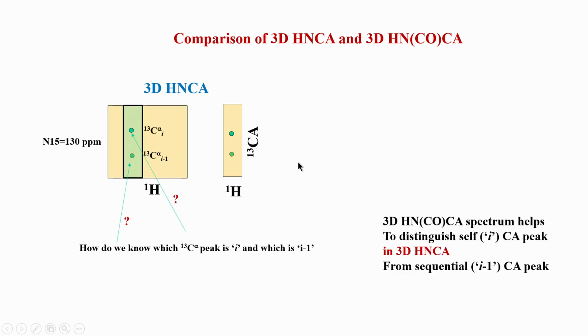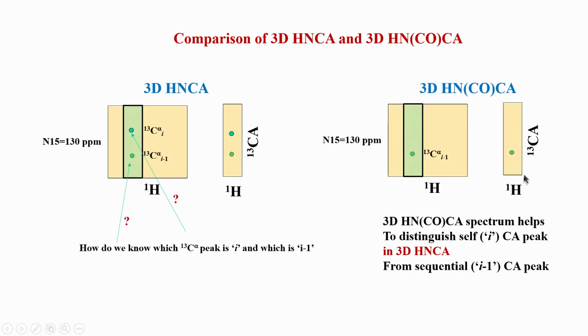So, therefore, we did this experiment, HNCO-Ca, which helps to distinguish the self, meaning residue I, from I minus 1, which is called sequential. How does it do that? Look at this here. This is the 3D HNCO-Ca spectrum, which is what I showed in the previous slide. We have taken a slice of that for the same combination. This combination should be the same as this combination. That means, if this is 8.5, let me write it down here, suppose this is 8.5, this should also be the same 8.5. So, at the same location, I am getting now only one peak.